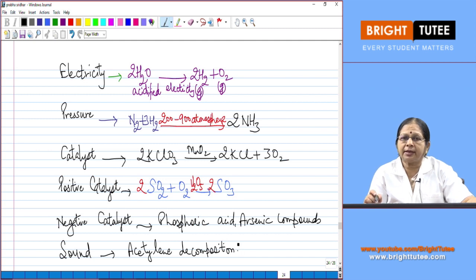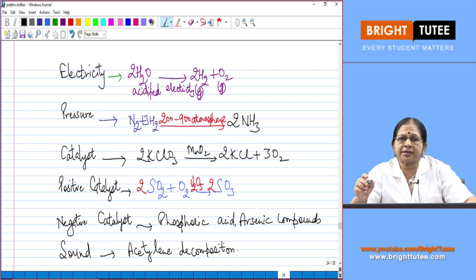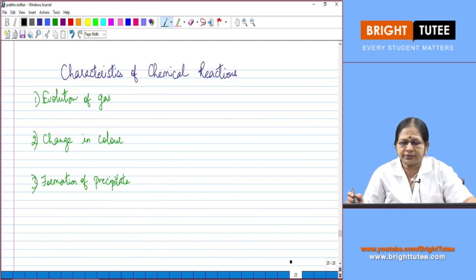So, a quick recap: close contact, solution, light, heat, electricity, pressure, catalyst, all these are the major conditions which are responsible for any chemical change to happen. Otherwise, the chemical compound will prefer to be in the solid state. Now, let us go for the next one, characteristics of chemical reactions.